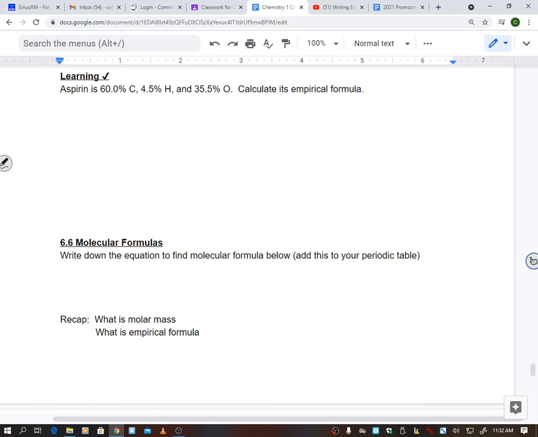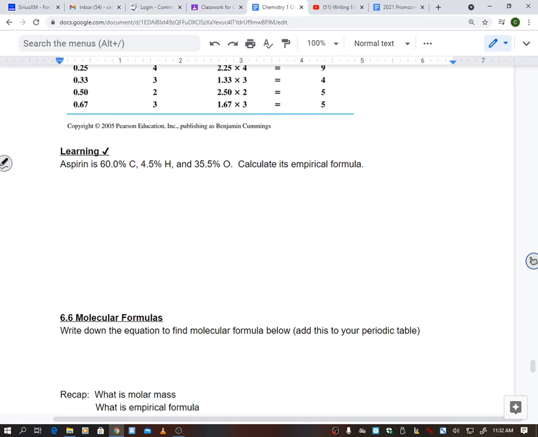All right, so let's do this last learning check and then we will be done. Aspirin is 60% carbon, 4.5% hydrogen, and 35.5% oxygen. Calculate its empirical formula. So remember, the first step is changing those to grams. So 60 grams of carbon, 4.5 grams of hydrogen, and 35.5 grams of oxygen. Now step 2 was to change this to moles.